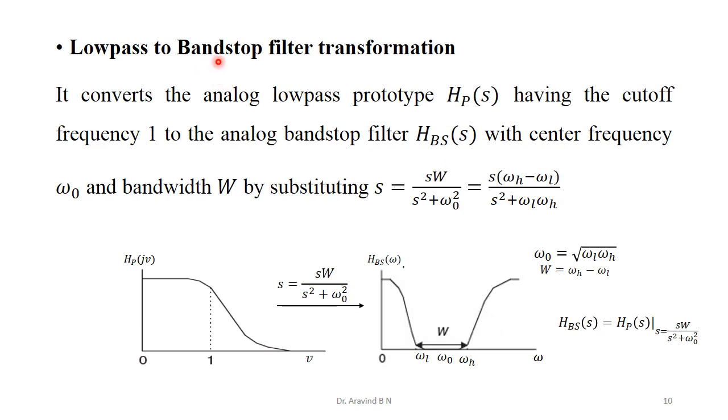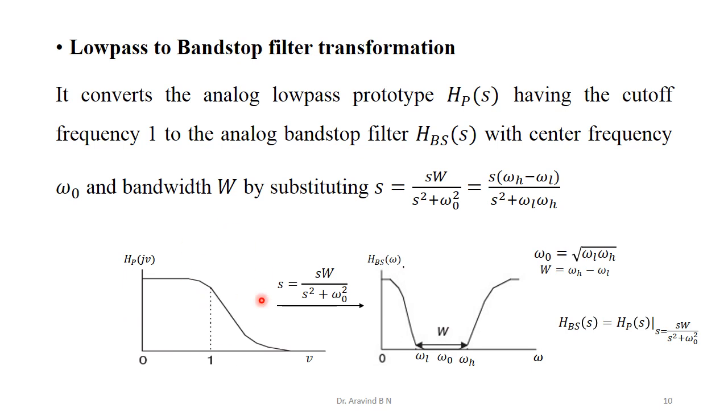Now low pass to band stop filter specification. It converts the analog low pass prototype HP of S having the cutoff frequency 1 to the analog band stop filter HBS of S with center frequency omega naught and the bandwidth W, by substituting S is equal to SW divided by S square plus omega naught square.